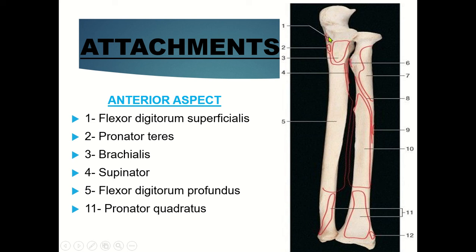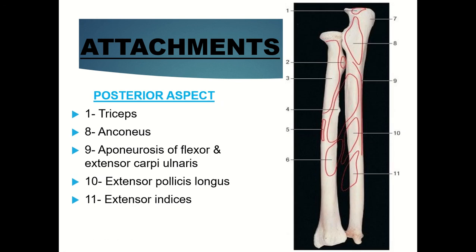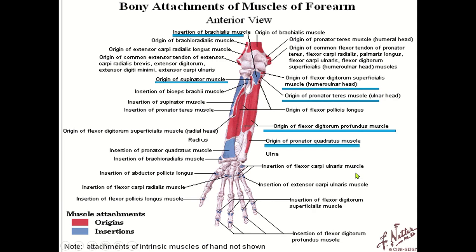Here is an attachment of flexor digitorum superficialis. Here is an attachment of pronator teres. Here is an attachment of brachialis. Here is an attachment of the supinator muscle. Here is an attachment of flexor digitorum profundus. And here is an attachment of the pronator quadratus muscle. On the posterior aspect, here is an attachment of triceps and anconeus muscle. And here is an aponeurosis of flexor carpi ulnaris and extensor carpi ulnaris. Here is extensor pollicis longus, and here is an attachment of extensor indicis.